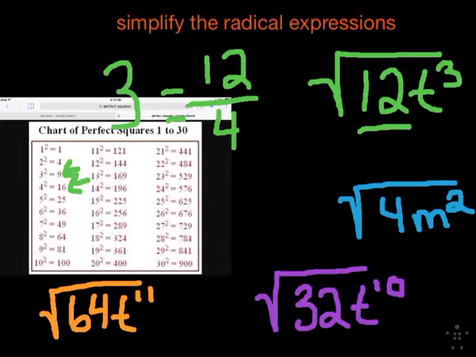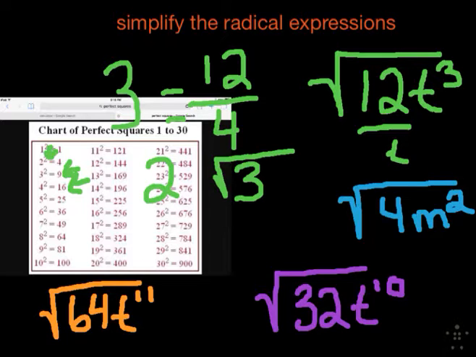We would say that that is our largest perfect square, because 3 is somewhere in between 1 and 4, and there are no other perfect squares that will go into the number 3. No matter what perfect square you try, you will never find a number that goes into 3. So we're going to say that this 12 is the same thing as 2 times the square root of 3. And then we have t cubed here. We want to find the smaller version of that, which is t squared and t.